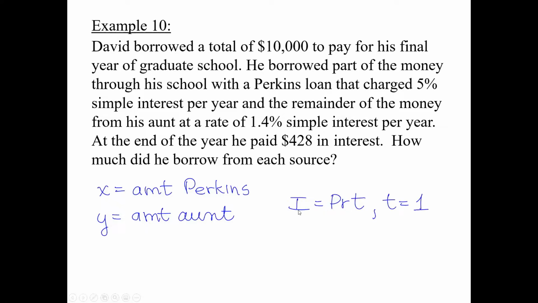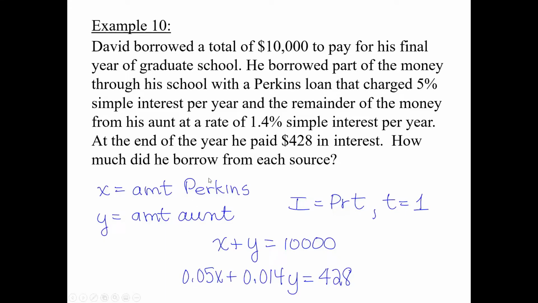Okay, here's your basic formula. Interest equals principal times rate times time. Our year is going to be 1, so it's really a non-factor in this problem. The amount he borrowed at the 5% plus the amount he borrowed at the 1.4% was $10,000 he borrowed. Okay, there's our first equation. Doesn't this look like the previous 3 problems?